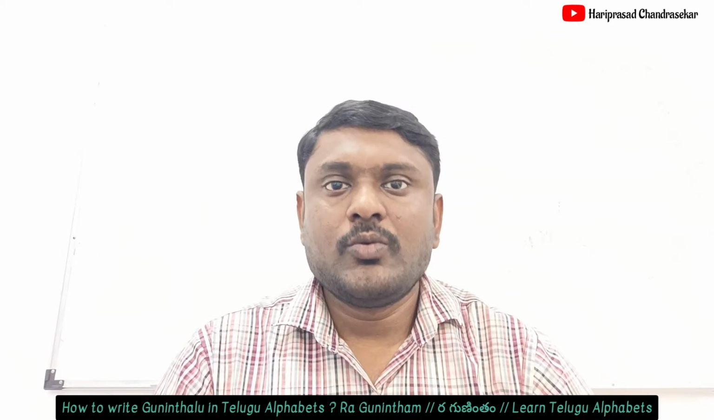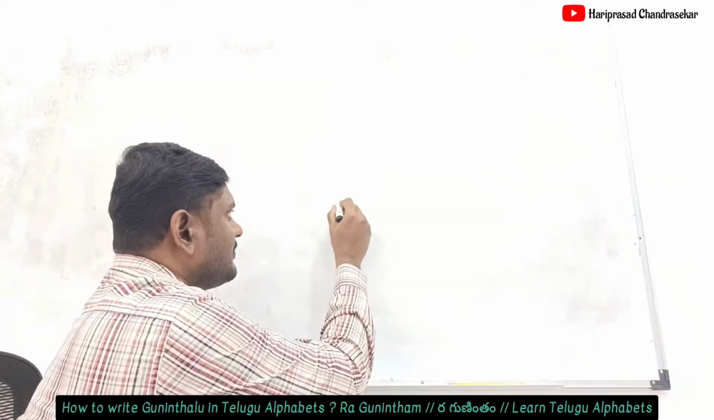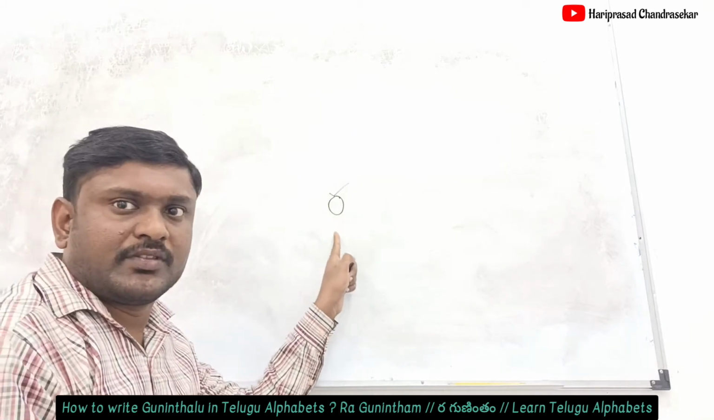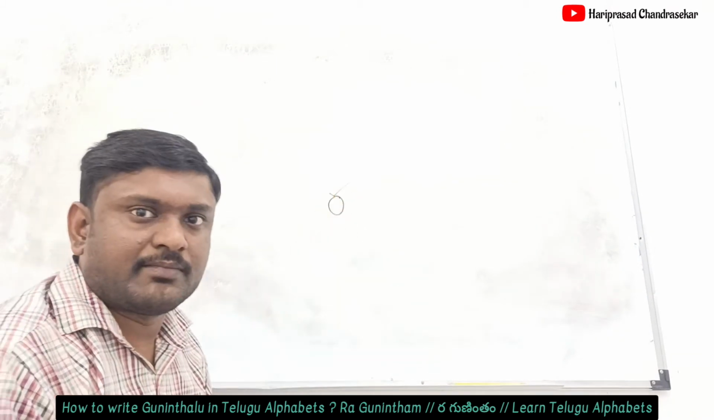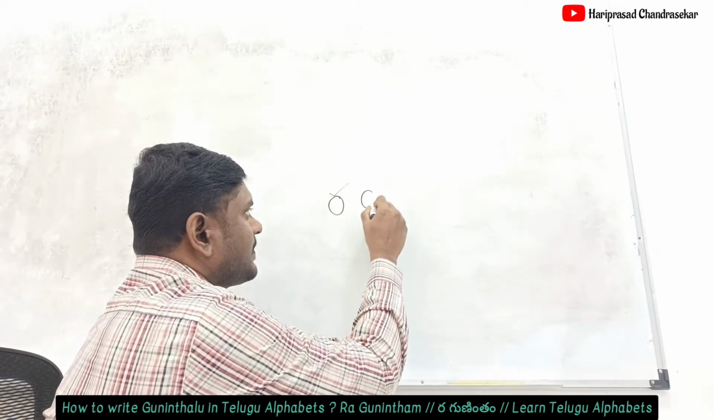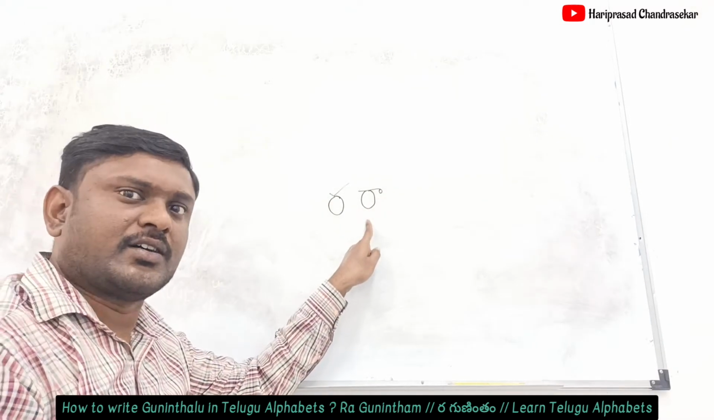So now we will see how to write Ra Gunintamu. For example, Ravi. In that we have this Ra. That Gunintamu we will see how to make or how to write. This one is Ra. Circle on top we need to put some tick mark. Then it becomes Ra. This is Ra.